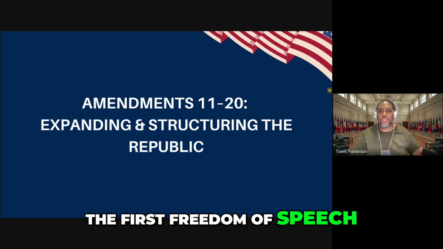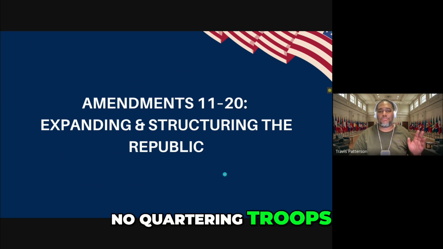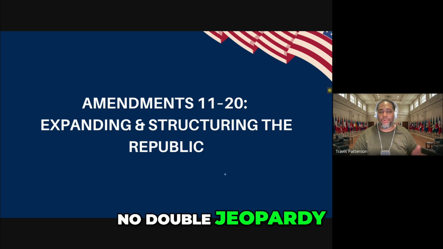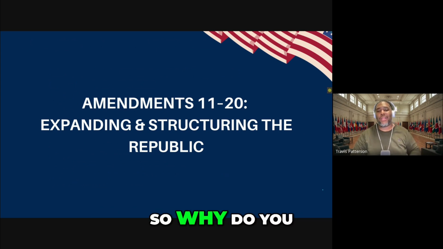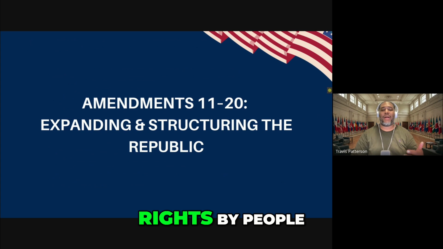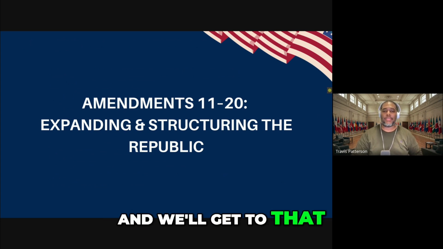So, quick fire. The first, freedom of speech, press. Second, rights to bear arms, no quartering troops. Fourth, no unreasonable searches. Fifth, due process, no double jeopardy. Sixth, seventh, civil trials. Eighth, no cruel punishment. Ninth, rights retained by people. 10th, state's power. So this is not a quiz, but I'm asking, why do you think the 9th and 10th Amendments were added? I'll let you answer that.